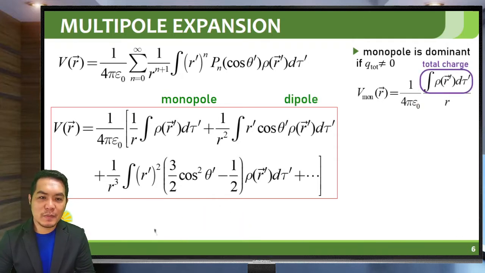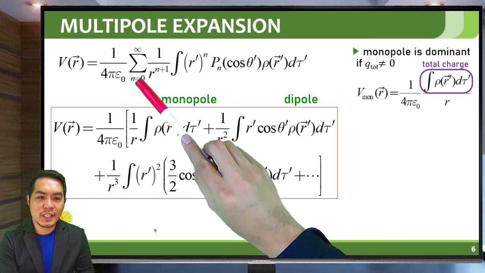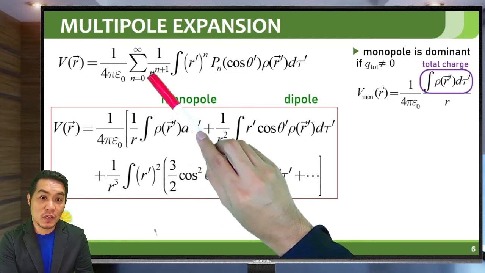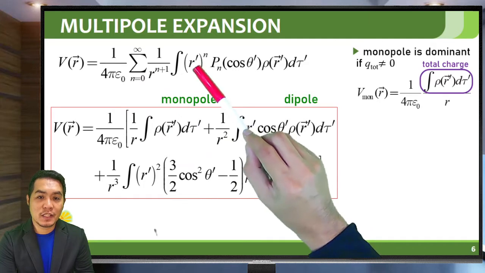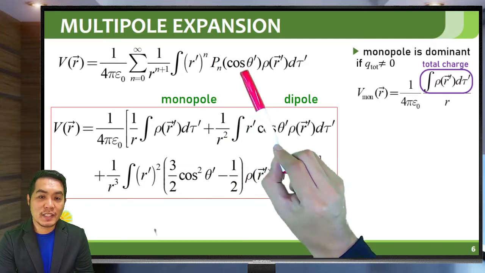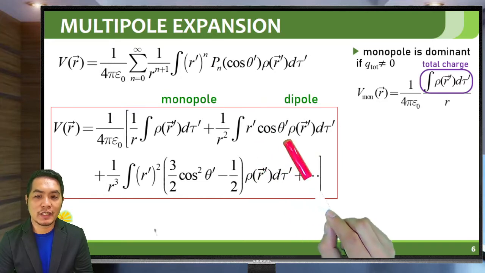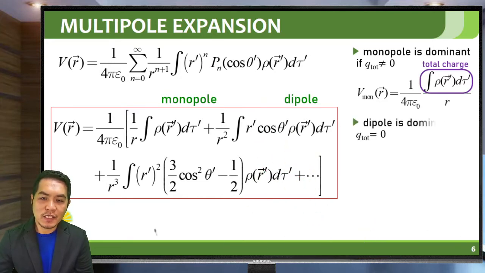So the second term is the dipole. So that is when n is equal to 1. So when n is equal to 1, you have r to the 1 plus 1, so r squared. So this is just r. P1 of cosine theta is cosine theta. So you have r cosine theta here. So this is now the dipole term.